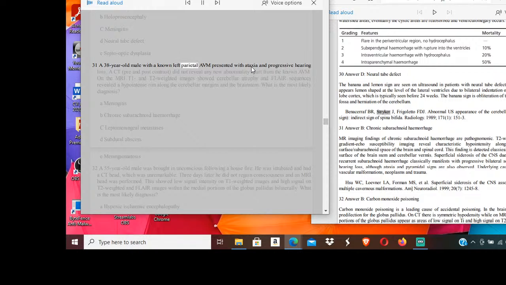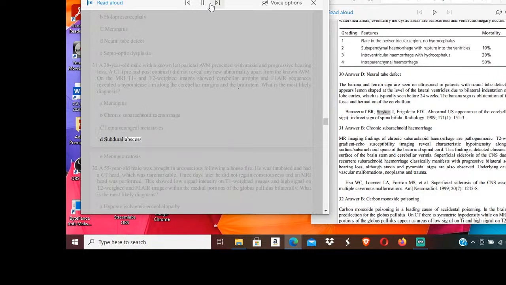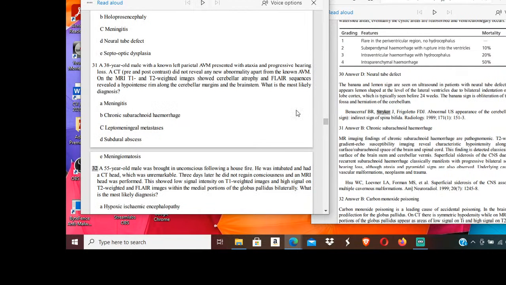A 38-year-old male with a known left parietal AVM presented with ataxia and progressive hearing loss. A CT, pre- and post-contrast, did not reveal any new abnormality apart from the known AVM. On MRI, T1 and T2 weighted images showed cerebellar atrophy, and FLAIR sequences revealed a hypointense rim along the cerebellar margins and the brainstem. What is the most likely diagnosis? A. Meningitis, B. Chronic subarachnoid hemorrhage, C. Leptomeningeal metastases, D. Subdural abscess, E. Meningiomatosis.